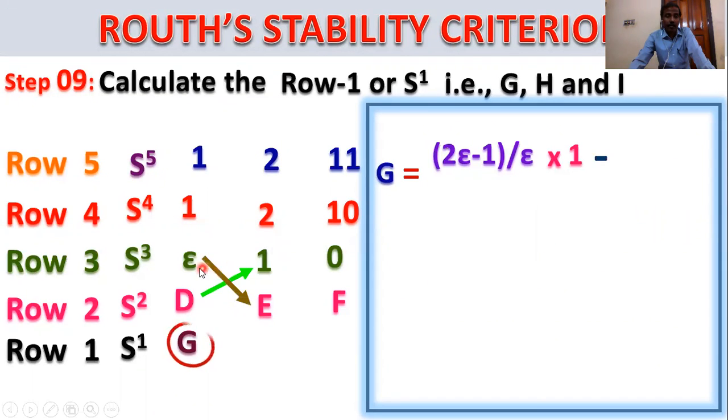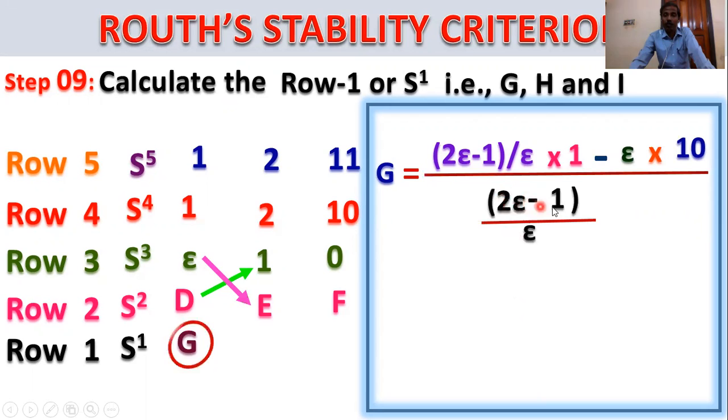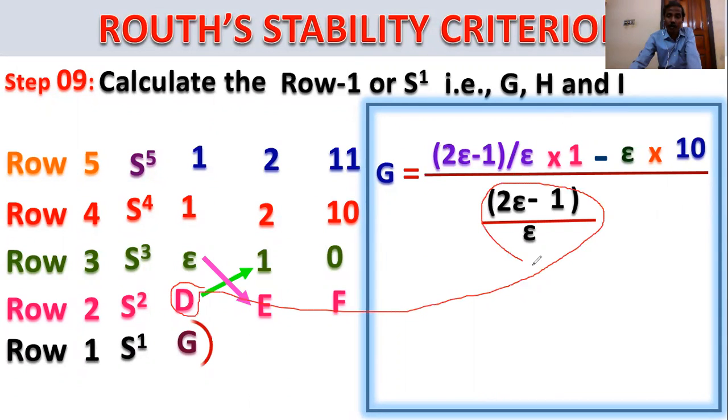Divided by D, minus epsilon into E. So G equals D into 1 minus epsilon into E, divided by D. D equals 2 epsilon minus 1 by epsilon. So in this case, D equals 2 epsilon minus 1 by epsilon. Put here D into 1 minus epsilon into E, then calculate, divided by 2 epsilon minus 1 by epsilon.